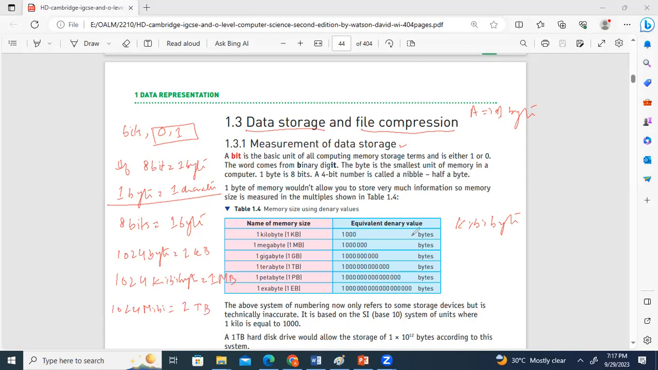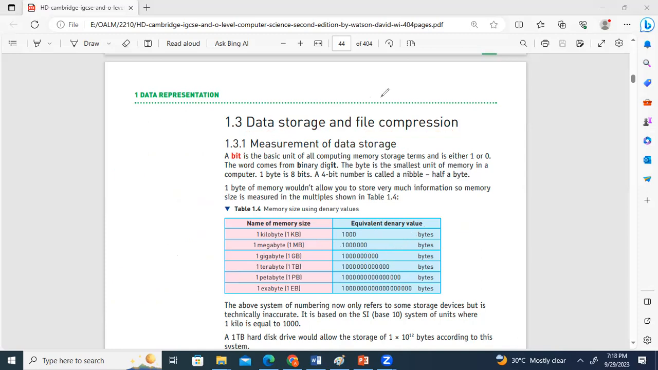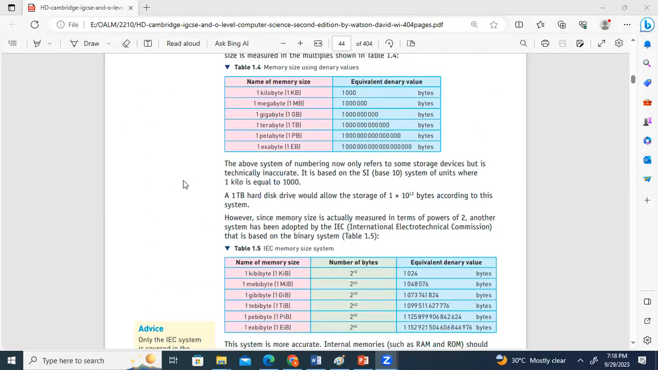Here is basically the division given: 1 kilobyte is equal to 1000 bytes, 1 megabyte is equal to 1,000,000 bytes, and so on. So you can see that this is the measurement of data given.